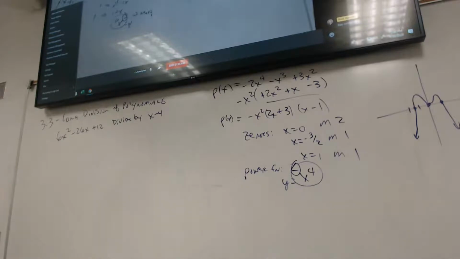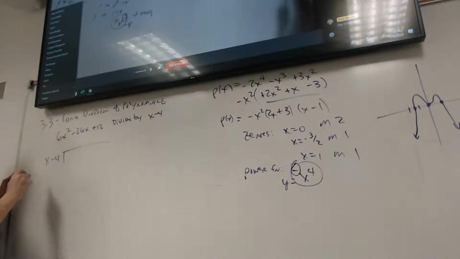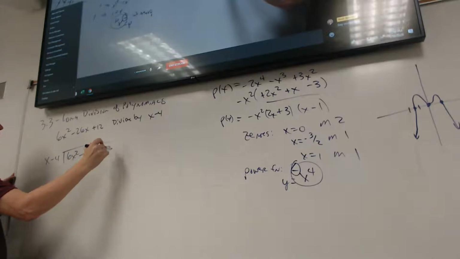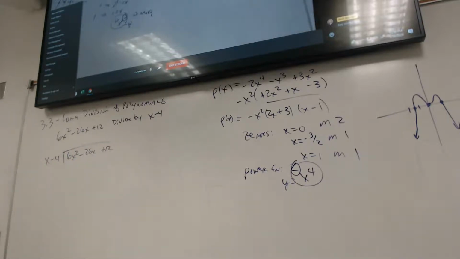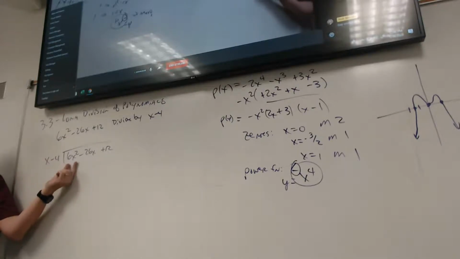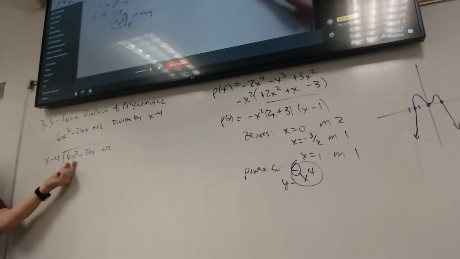So here's what I'm going to do. I'm going to write it this way. I'm going to make x minus 4 my divisor, and I'm going to do the long division 6x squared minus 26x plus 12. Okay? Now on Monday I'll show you a shortcut on this, but there's also going to be another problem that we'll do that will not have a shortcut. Okay? So, can you divide, I'm going to ignore the 4 for a minute. Can you divide x into the 6x squared? Okay? Riley. x times what is 6x squared?